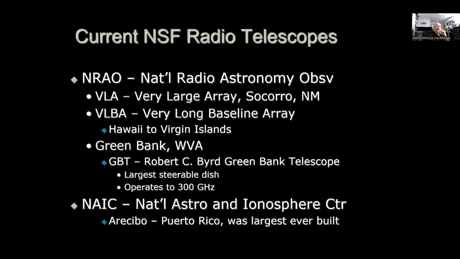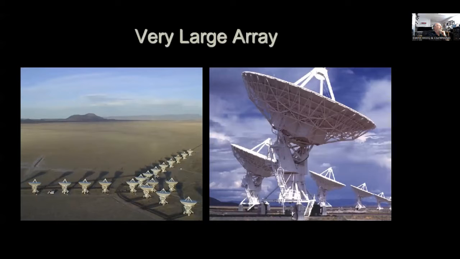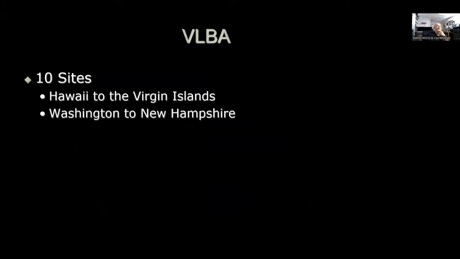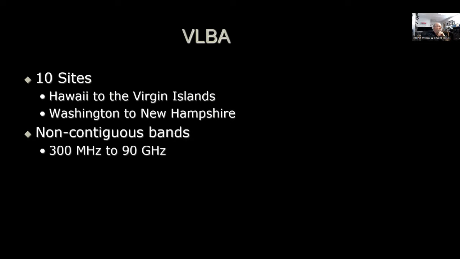That's immense. So there's the VLA. Some of you may have visited the VLA. They do encourage visits. They have a visitor center. You can tour the facility there. The VLBA, I mentioned 10 sites: Hawaii to Virgin Islands, Washington to New Hampshire. I said Maine, it's New Hampshire. Apologize. They cover non-contiguous bands within the spectrum from 300 megahertz all the way up to 90 gigahertz. And it operates out of Socorro. That's where their headquarters are.